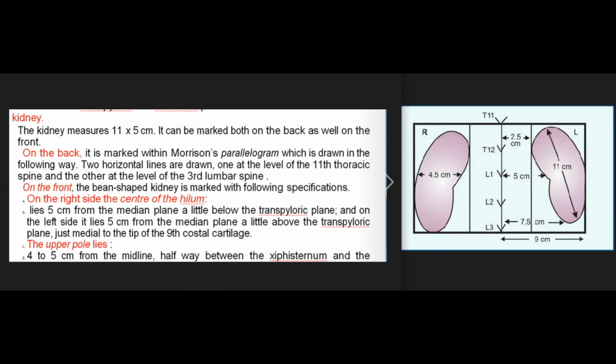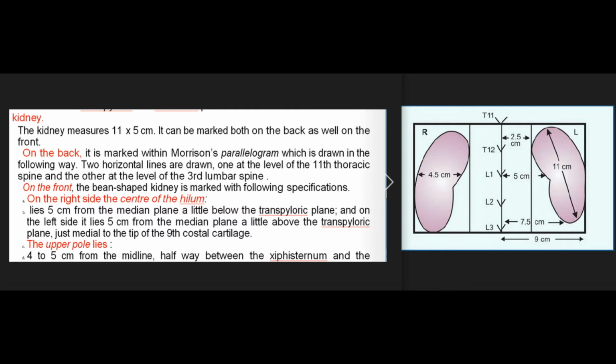Kidney. The kidney measures 11 x 5 cm. It can be marked both on the back as well as on the front. On the back, it is marked within Morrison's parallelogram, which is drawn in the following way. Two horizontal lines are drawn, one at the level of the 11th thoracic spine and the other at the level of the 3rd lumbar spine.